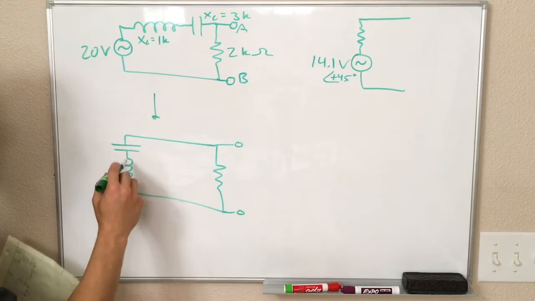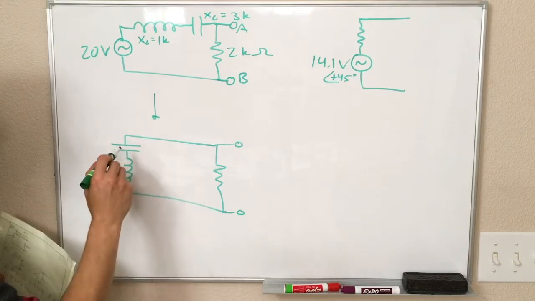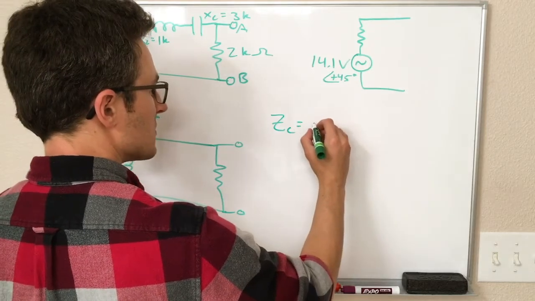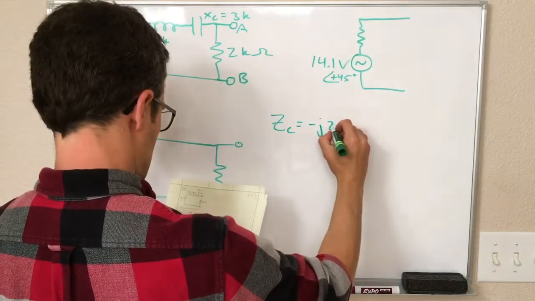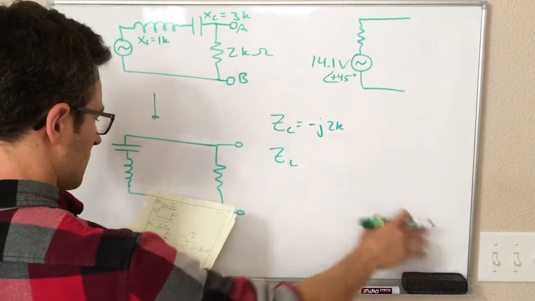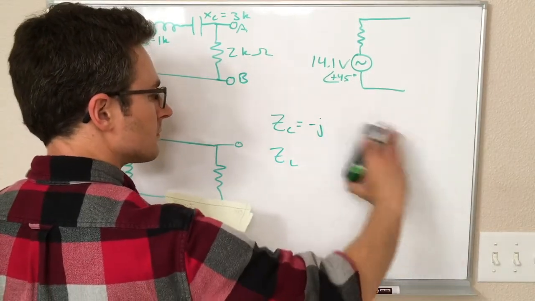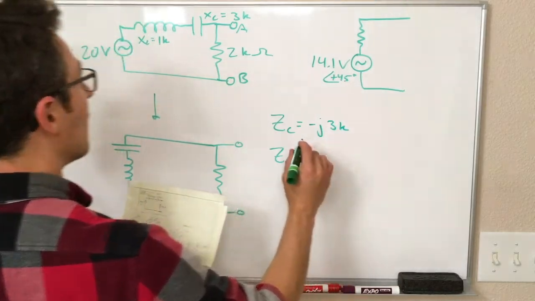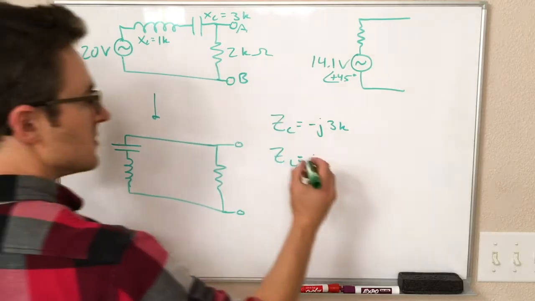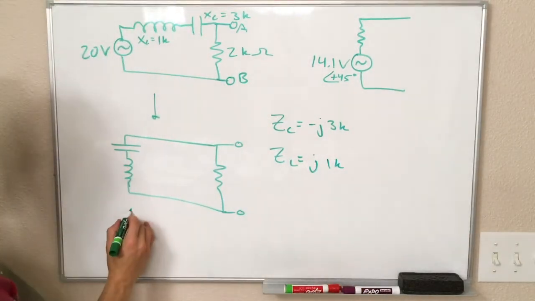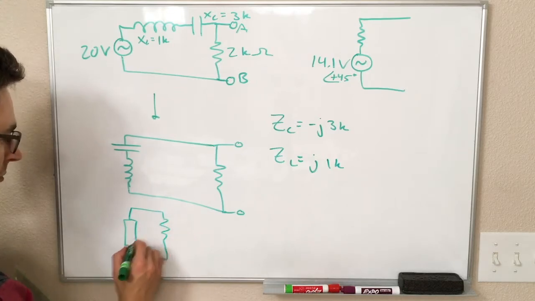So we have our capacitor impedance, which we already know. That was minus j times 3k. I'm getting ahead of myself. And our inductor impedance is j times 1k. So the total impedance of these combined, we can replace this with some unknown effective impedance.